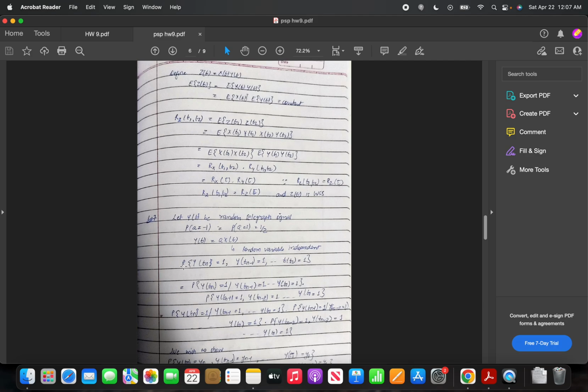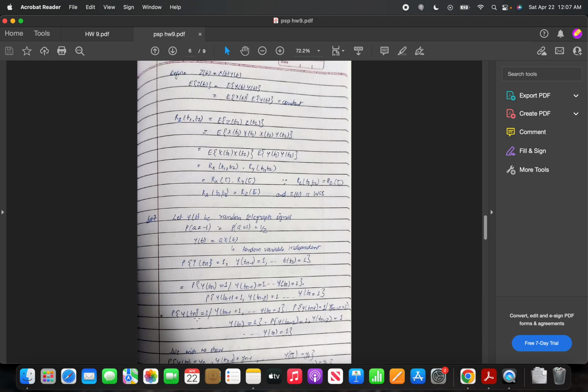Now we know that the probability of Y(tn) equals 1, Y(tn-1) equals 1, up till Y(t1) equals 1, can be written as the probability of Y(tn) equals 1 given all the other events, Y(tn-1) equals 1 up till Y(t1) equals 1, times the probability of the whole term again, which is the probability of Y(tn-1) equals 1, Y(tn-2) equals 1 up till Y(t1) equals 1. And so we can keep on splitting this term.